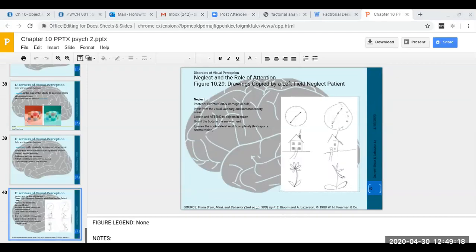When I come back next week or so, I will go over a shortened version of chapter 11, which is the movement touch system and some of our disorders with movement and touch, such as Parkinson's disease and Huntington's disease.